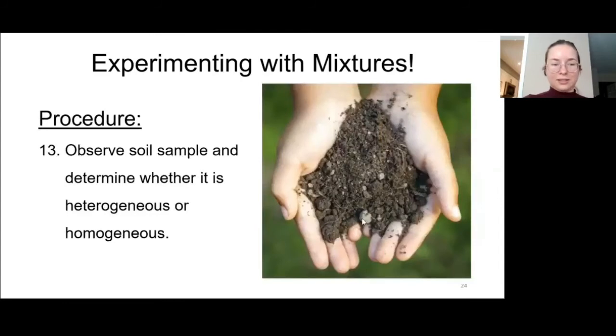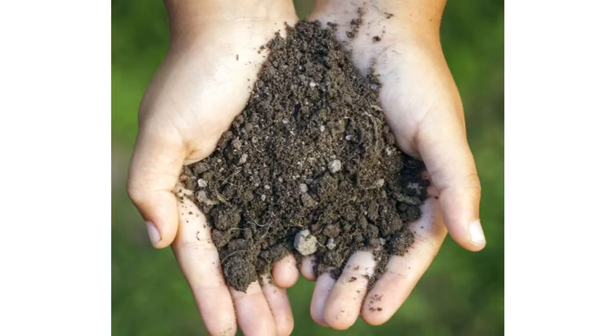Our final experiment is with our soil sample. So if you have some, just take a look at your sample. So this is my sample right here. But I invite you to look at the picture on the slide. So what do we see on the slide? Is it heterogeneous or homogeneous?